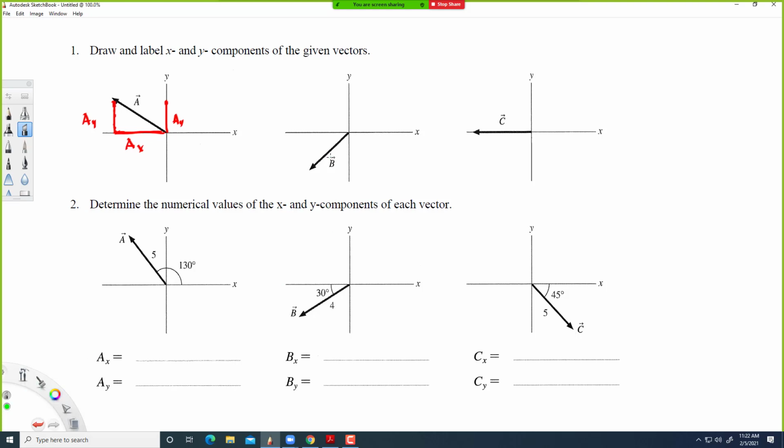Likewise for this one, project this on x-axis. So this would be x component, and then project this on y-axis. So this would be y component. Or you can also say this is your y component. On the third one, you don't have y component, it's all x component. So this itself is x component.